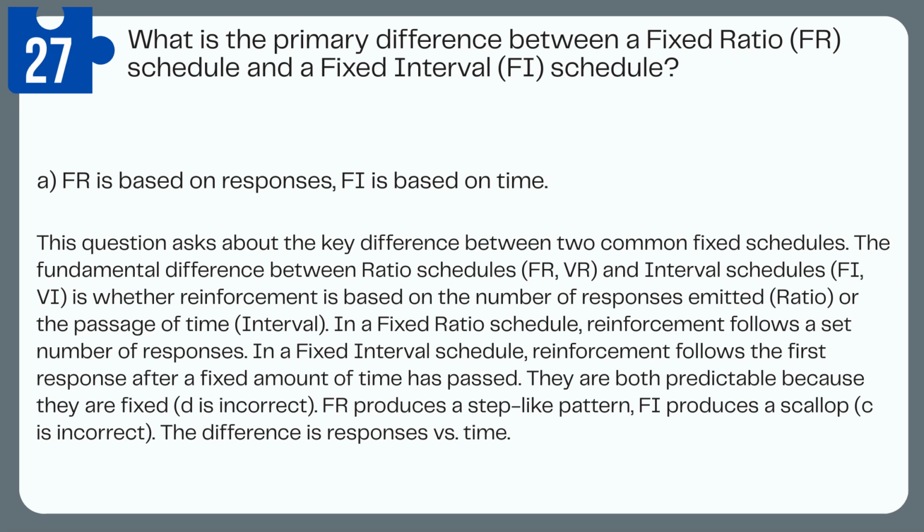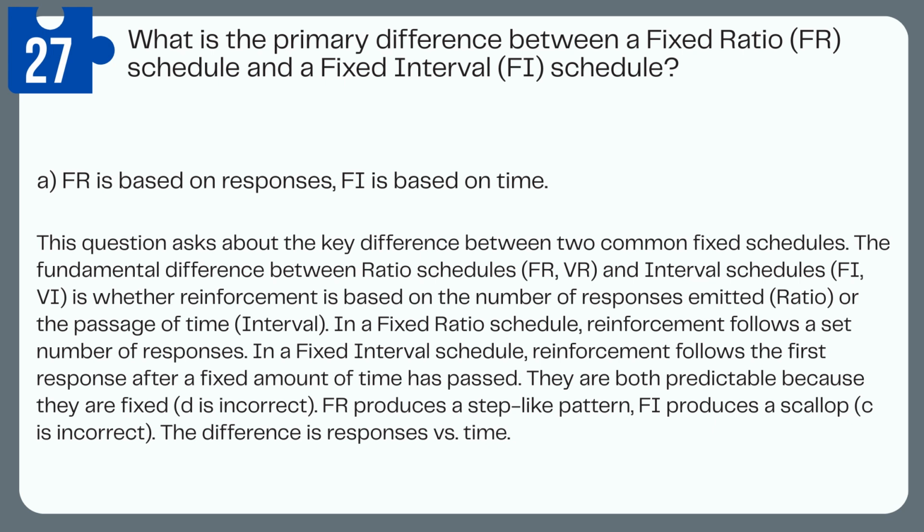Answer: A. FR is based on responses, FI is based on time. This question asks about the key difference between two common fixed schedules. The fundamental difference between ratio schedules, FR, VR, and interval schedules, FI, VI, is whether reinforcement is based on the number of responses emitted, ratio, or the passage of time, interval. In a fixed ratio schedule, reinforcement follows a set number of responses. In a fixed interval schedule, reinforcement follows the first response after a fixed amount of time has passed.